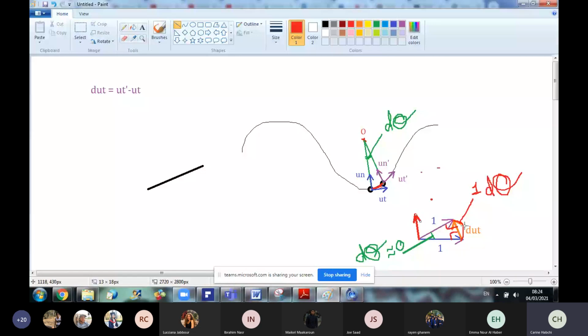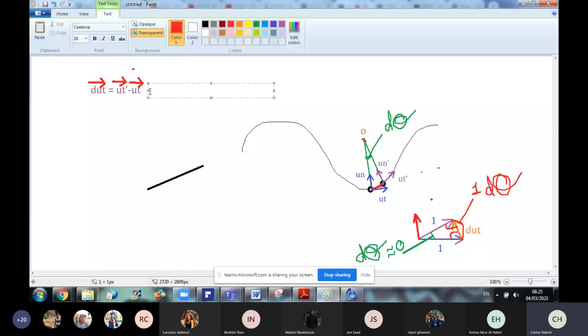Now since I found the unit vector of dUT and I found its magnitude, I can write that all of these are vectors. So I can deduce that vector dUT can be written as d theta times UN. So dUT equals d theta times UN vector, of course.